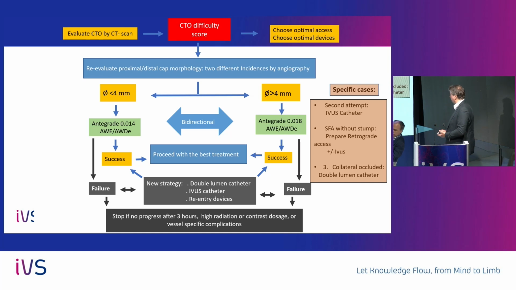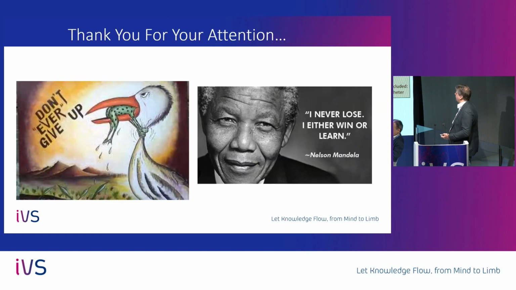and to use also a re-entry device. Specific cases, second attempt, IVUS catheter in the cath lab. SFL without stump, it's the only way I prepare a retrograde access, because I want to be sure with an IVUS to not dissect at the proximal part of the SFL to avoid the complication of the profunda. And when the collateral is occluded, for example, a huge occlusion of the common femoral artery, I use a double lumen catheter. Thank you very much for your attention.